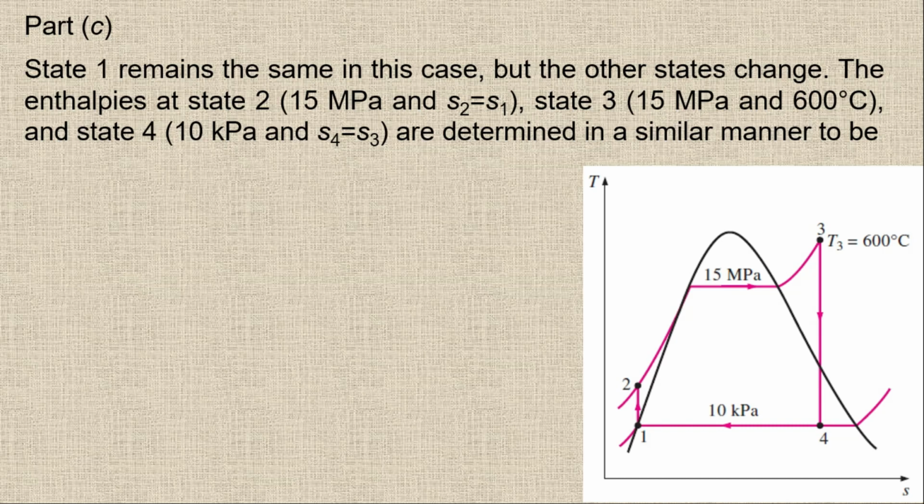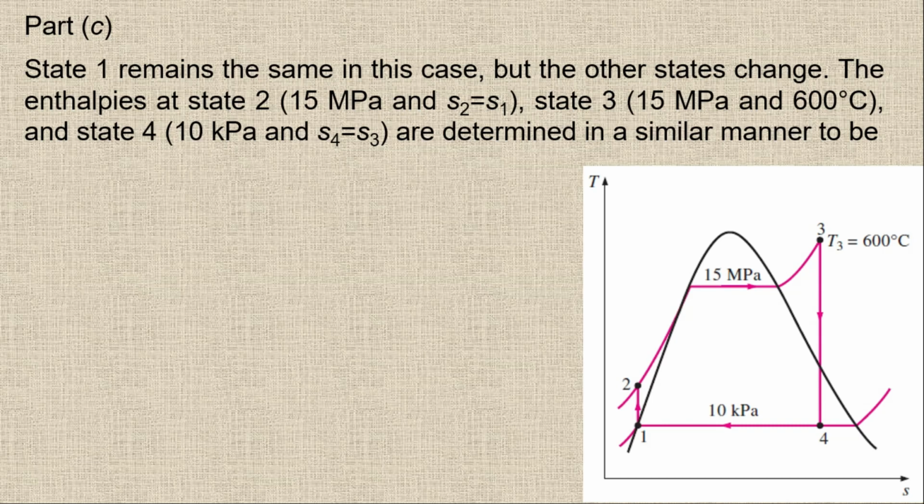So here the state number 1 is the same. There is no change in point number 1 because this is the saturated liquid. State number 1 is at the saturated liquid line, and the pressure is 10 kilopascal. So you will get the same value of H1 and V1 at state number 1. But for state number 2, we will get a different answer because now we have 15 megapascal. Last time it was 3 megapascal. Now we have 15 megapascal.